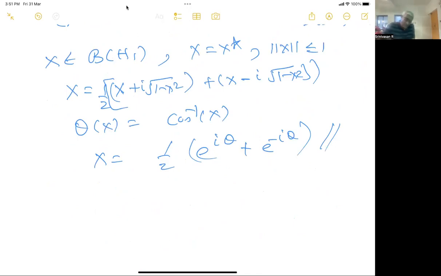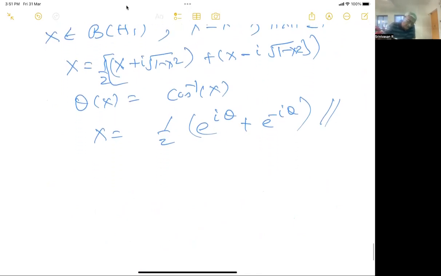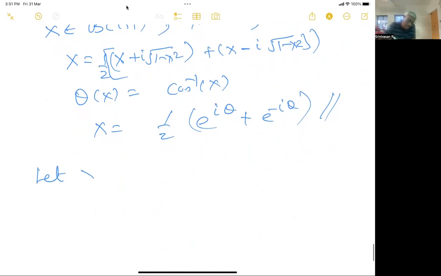So anything can be written. So we want to verify, let x be equal to a summation. We need unitaries. Let's take the sum of lambda_i U_i. The lambda_i's are scalars.